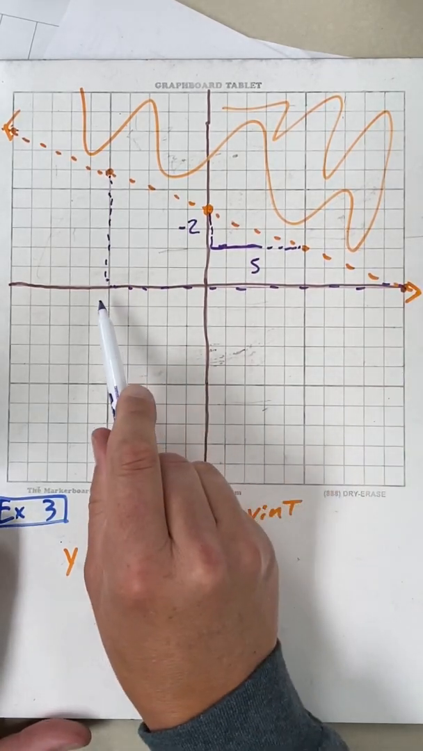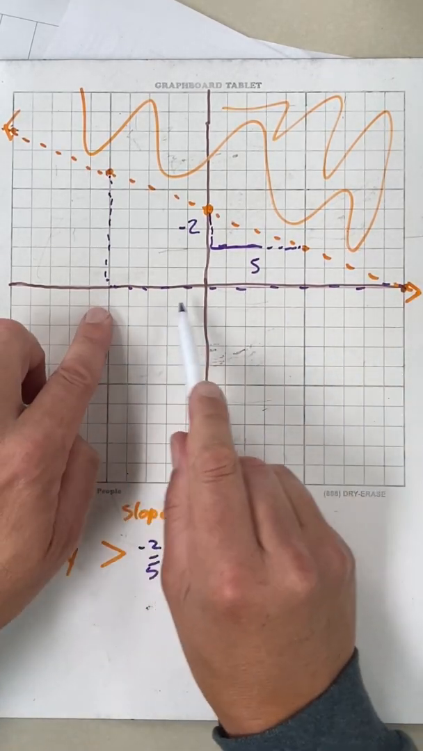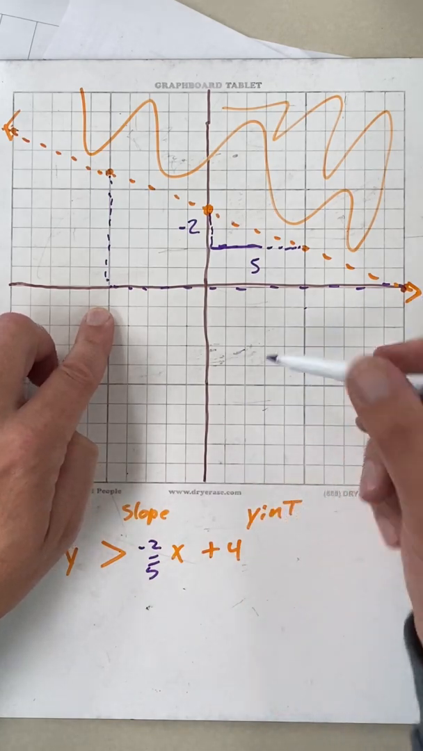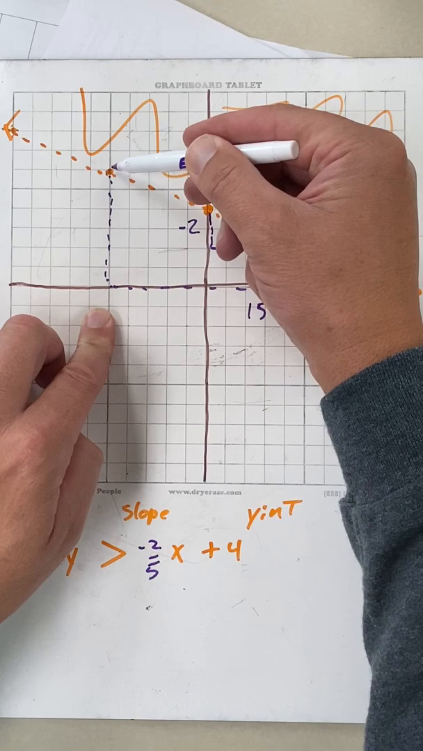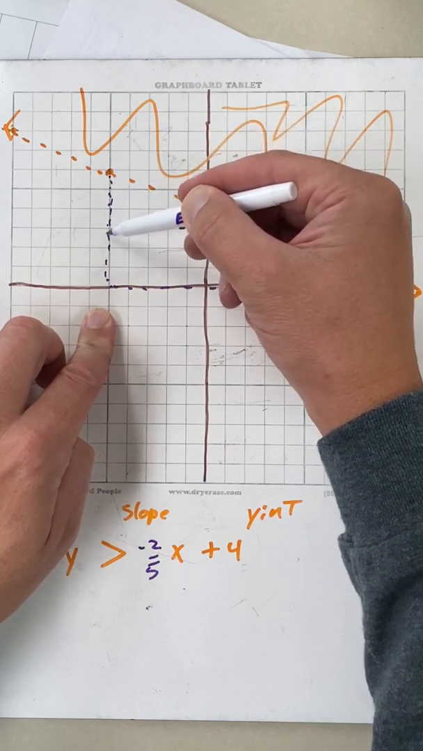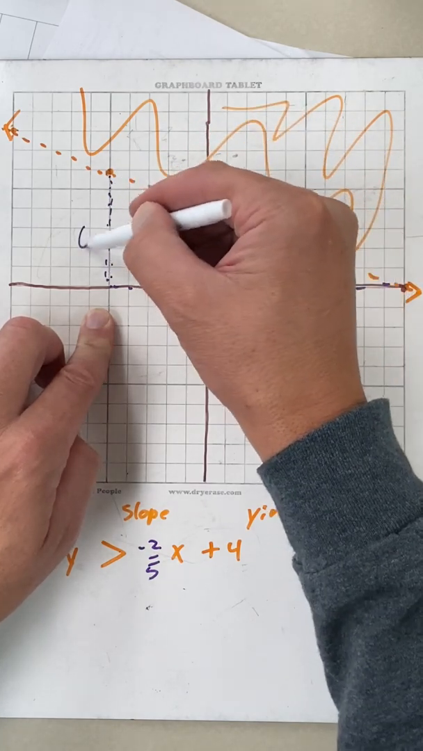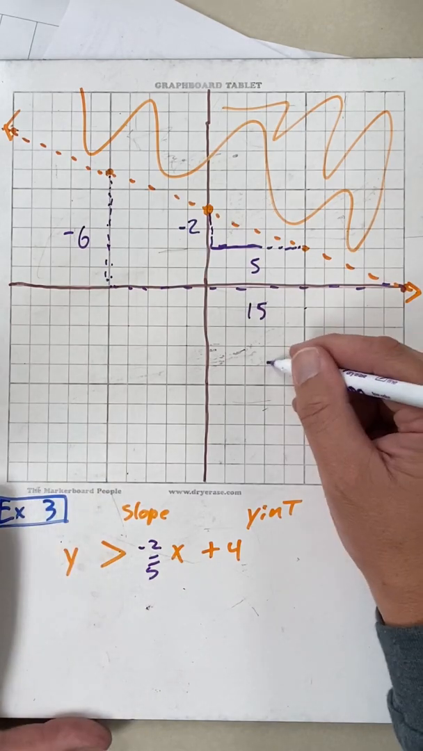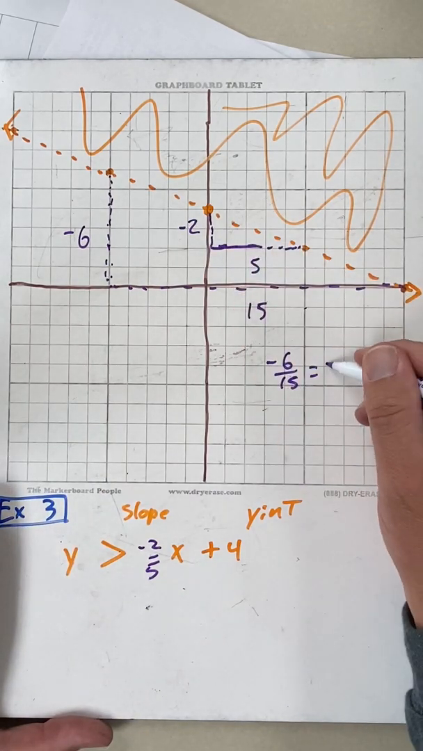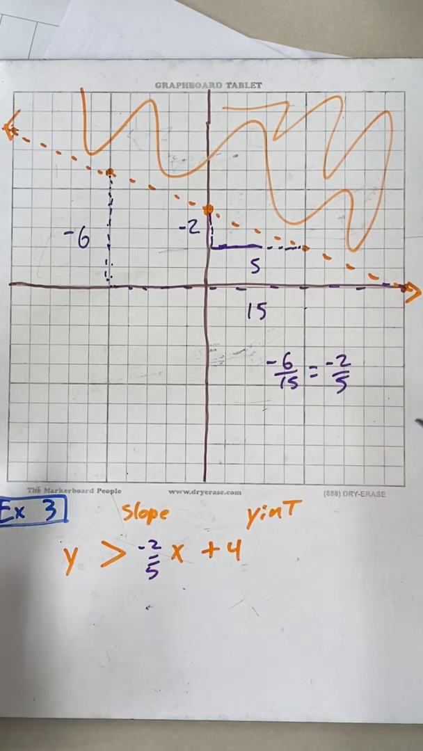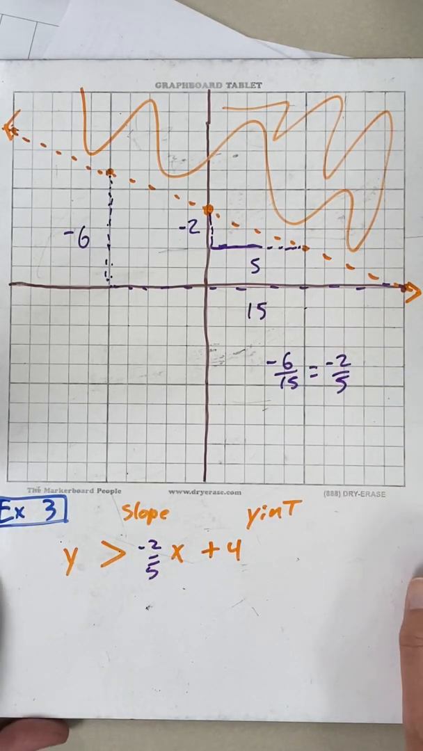All right, if I go from here over to here, that's 5, 10, 15 units. Okay, if I go from here down, that's 1, 2, 3, 4, 5, 6. All right, that's a slope of -6/15. If you reduce it, it drops down to -2/5. So just options there. One thing to do.